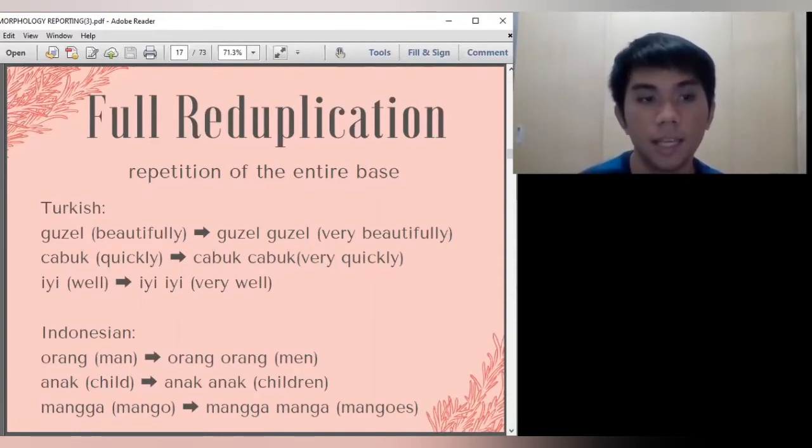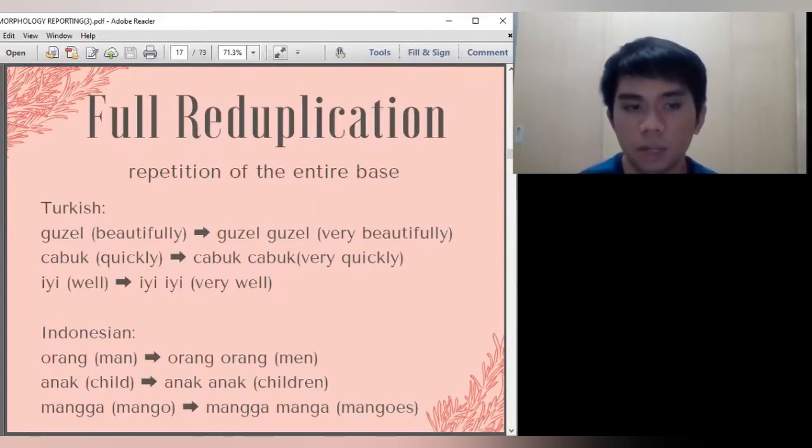If it's iyi, well, if you double it, then you have iyi iyi, which means very well. We also have Indonesian examples like orang, which means man. But if you double it, then you have orang-orang, which means men. So it becomes plural. Anak is child, but if it's anak-anak, we have children. Mangga means mango, but if it's mangga-mangga, it means mangoes.